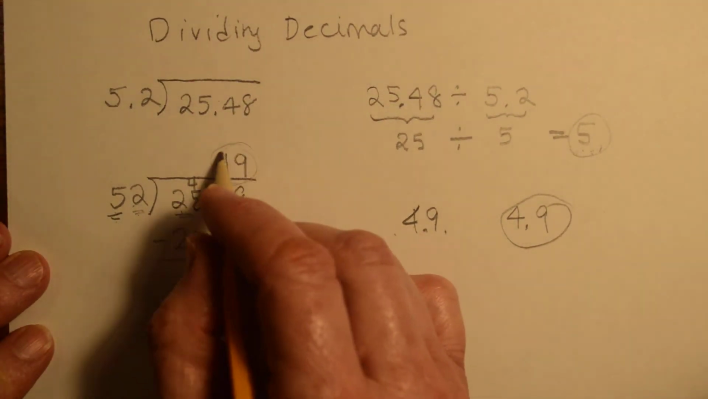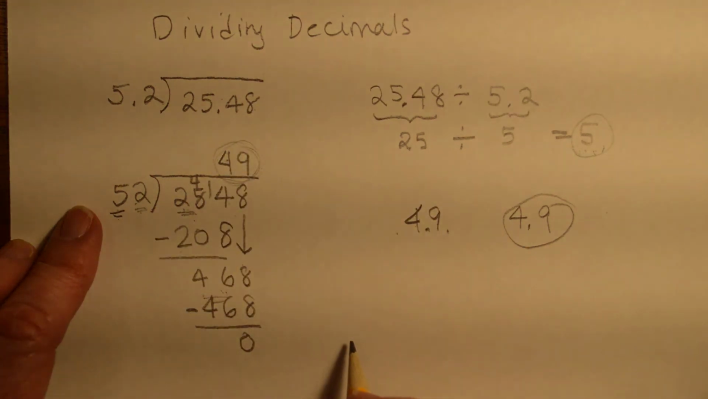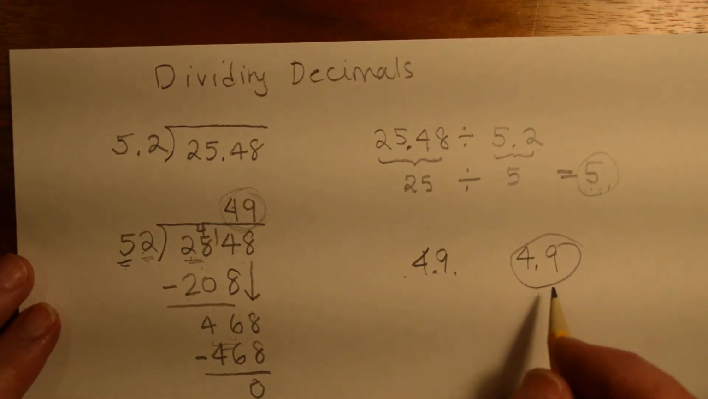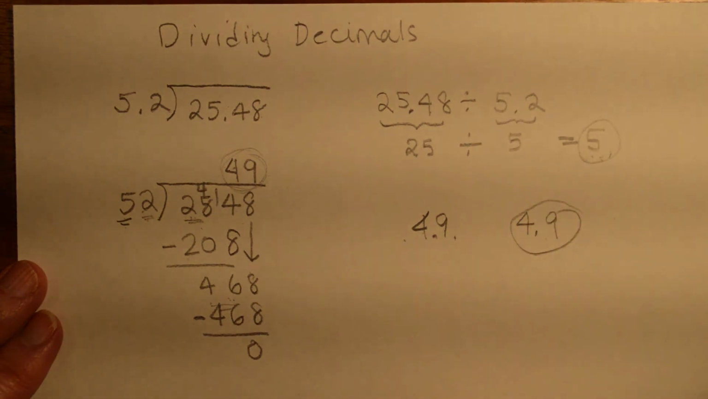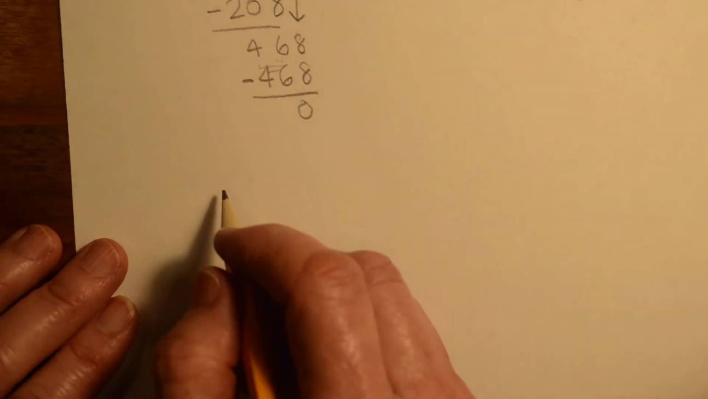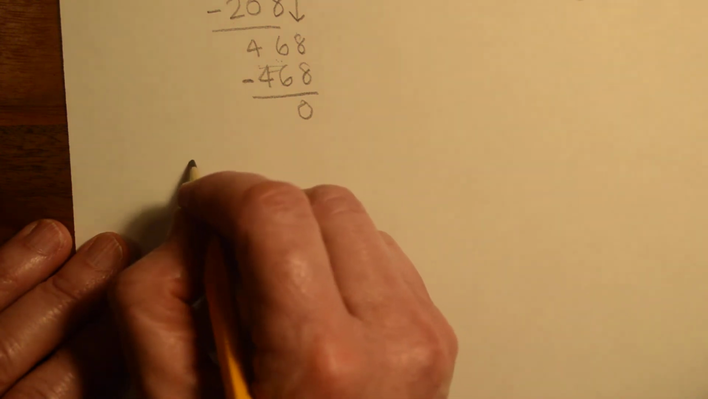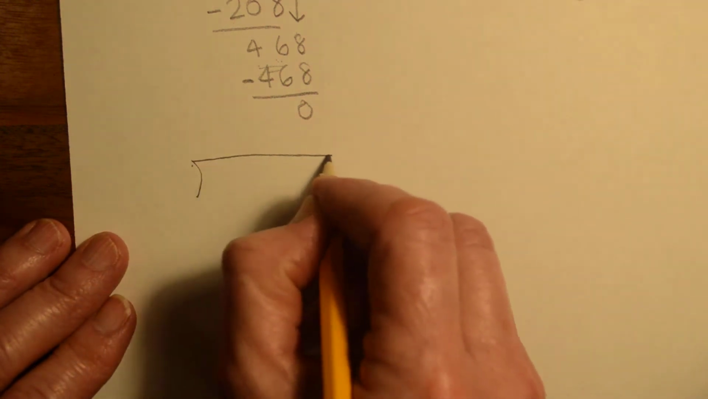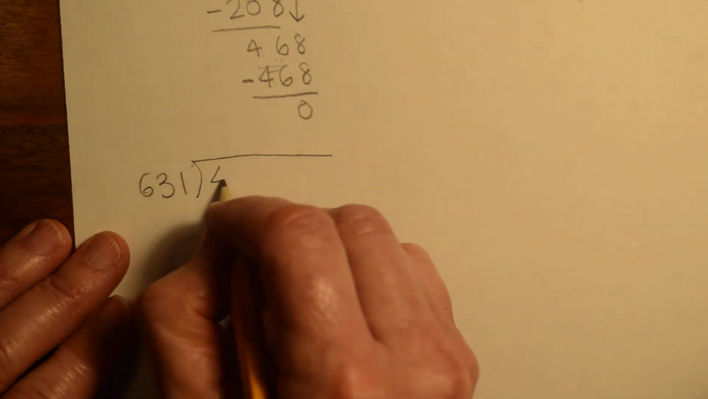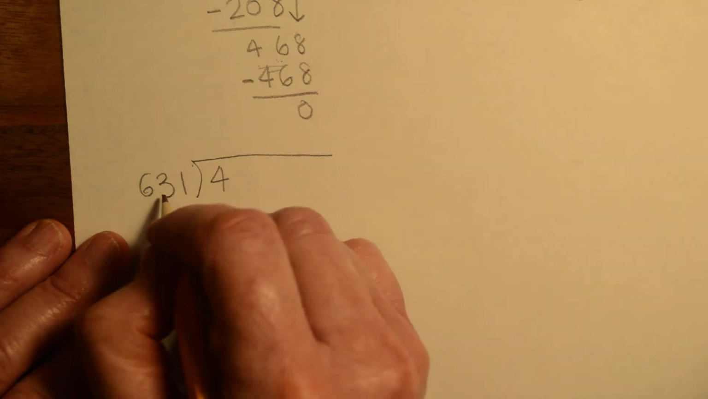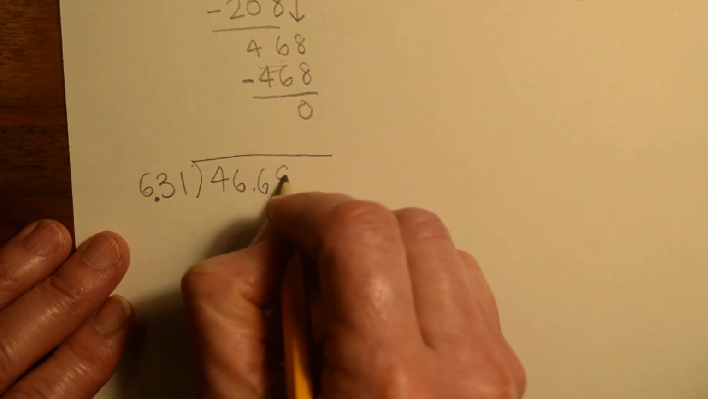Right? So the digits in the answer to this problem will be the same as the digits in the answer to that problem, but we just have to figure out where the decimal goes. So we use our estimate to come up with that. Okay, second one is 6.31 into 46.694.